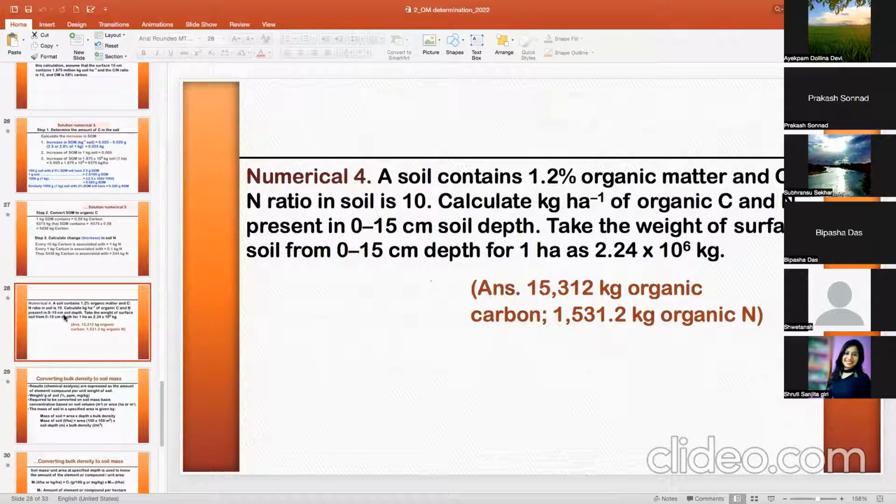Or you can do it in homework. This is your homework. You can do it. A soil contains 1.2% organic matter and the C:N ratio is 10. Calculate kg per hectare of organic carbon and nitrogen present in 0 to 15 centimeter soil depth. Take the weight of surface soil as 2.24 into 10 to the power 6. Answers are given to you. You can solve this numerical and write it in your practical record.